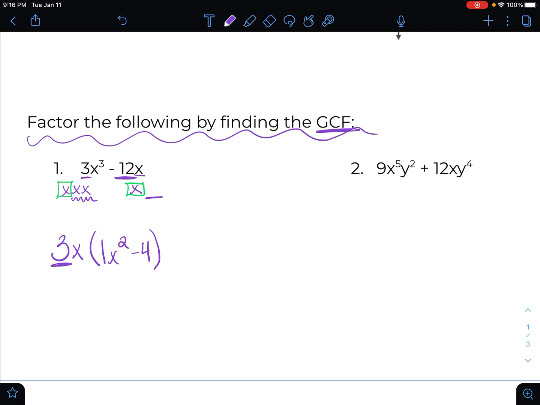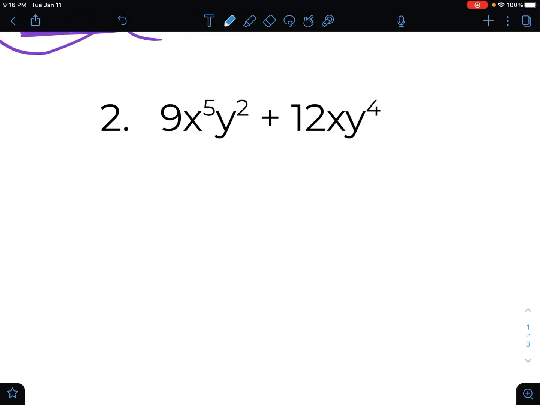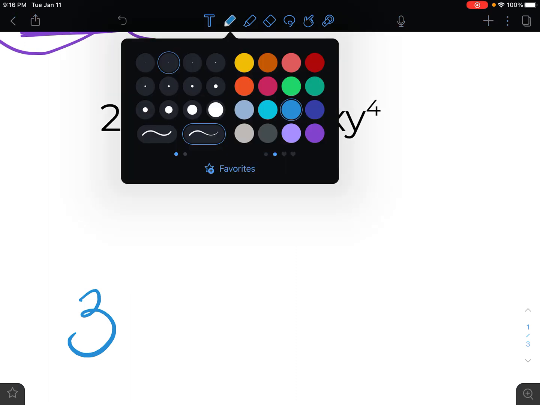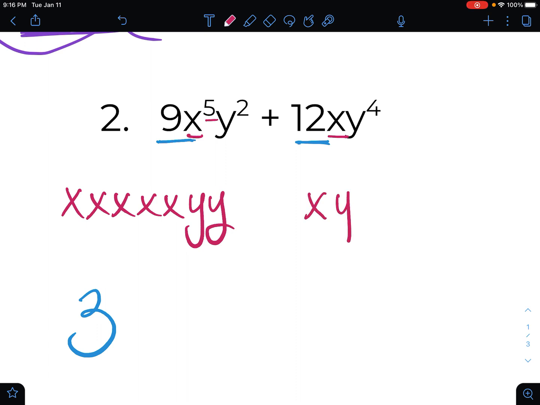Alrighty, let's do the same thing with the next one. I have 9x to the 5th y squared plus 12xy to the 4th. The GCF of 9 and 12 is 3. I didn't mean to make this GCF also 3, but it happens sometimes. And then we're going to break up our variables. So x to the 5th is x times x times x times x times x. Y squared is y and y. Over here we have just an x, and then y to the 4th, y, y, y, and y.